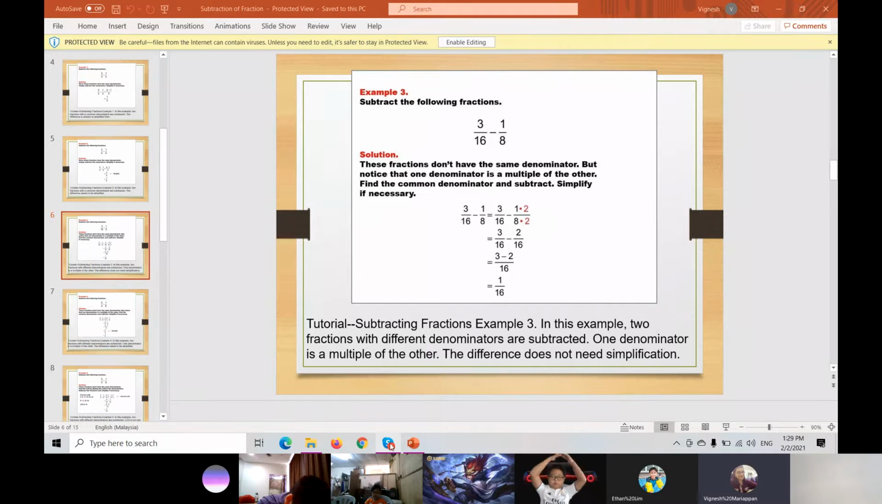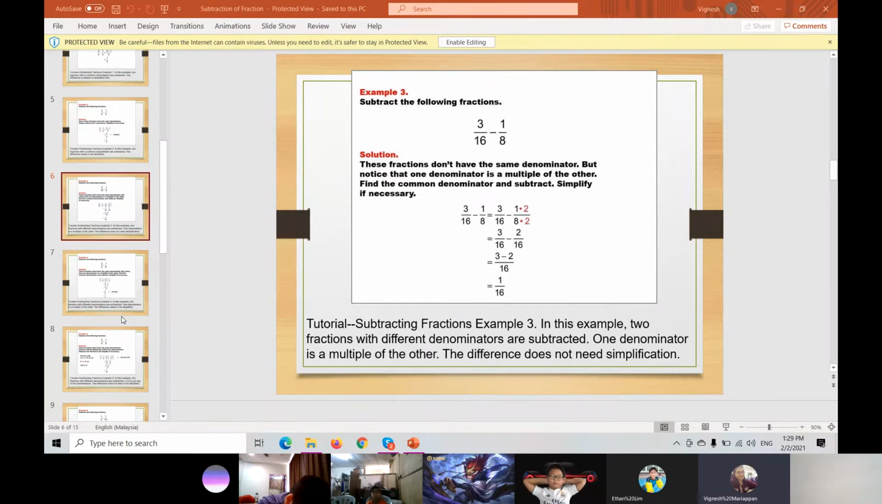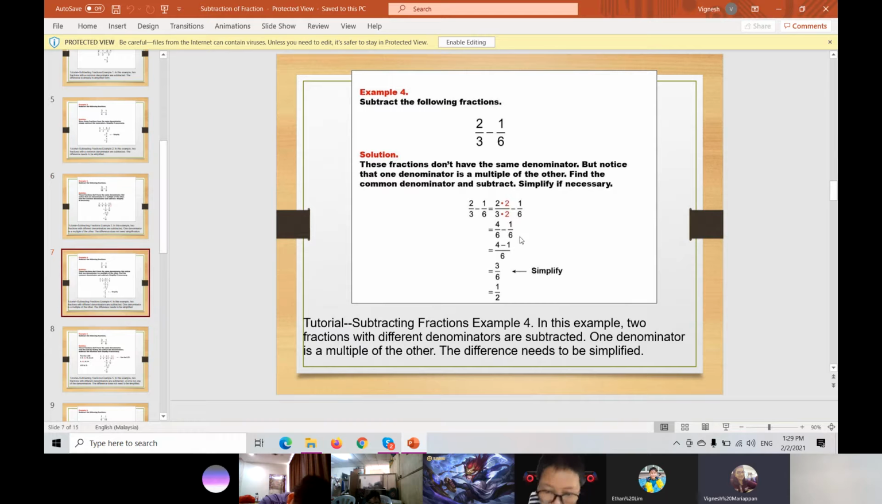Okay, now example 4. Now, who can explain this one to teacher? Queenas, do you want to try? Teacher, I know. Please, quiet. Teacher, I want to try. Okay, you may try. How to do this one?